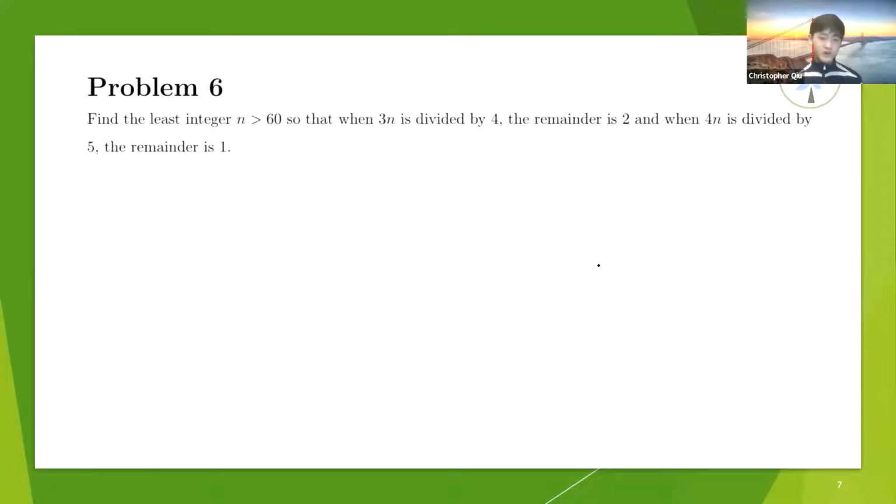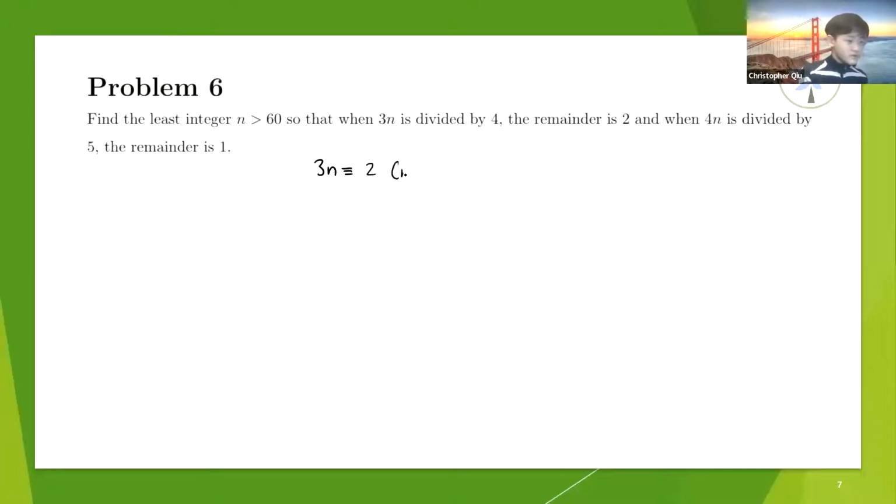In problem 6, we want to find the least integer n that is greater than 60, so that when 3n is divided by 4, the remainder is 2, and when 4n is divided by 5, the remainder is 1. One thing we could do here is, since we see remainders and we're dividing by numbers, we can denote this using modular arithmetic. So in this problem, we would write 3n is congruent to 2 mod 4.